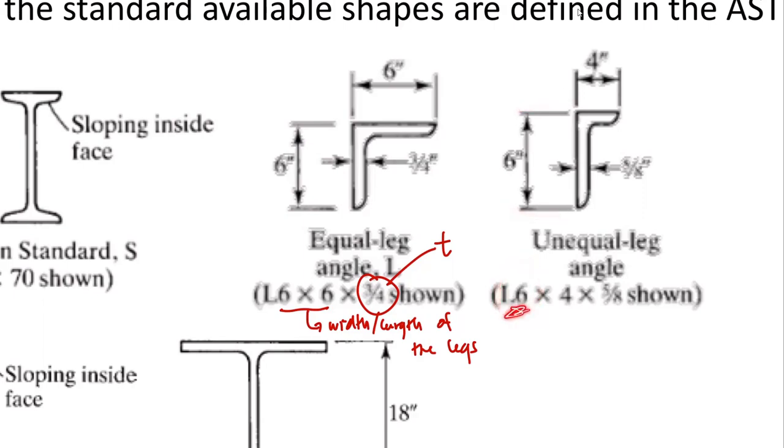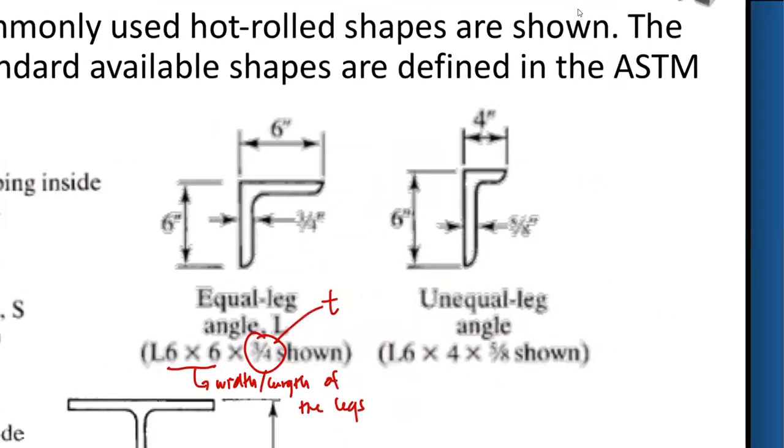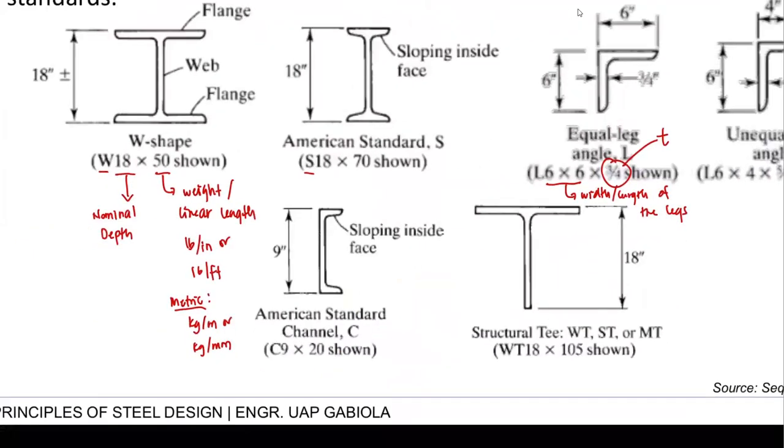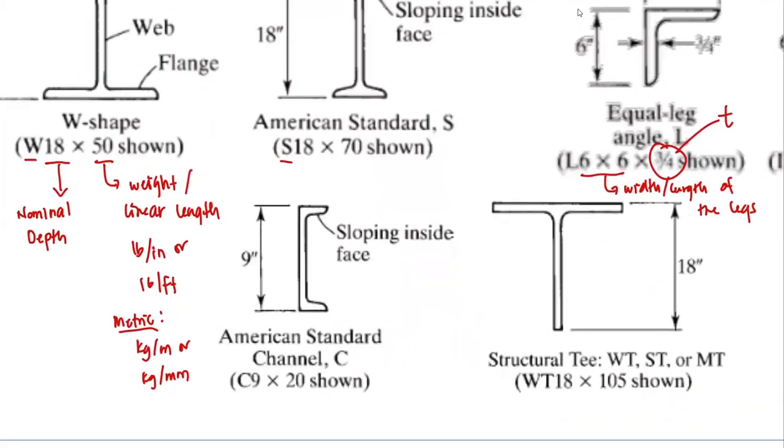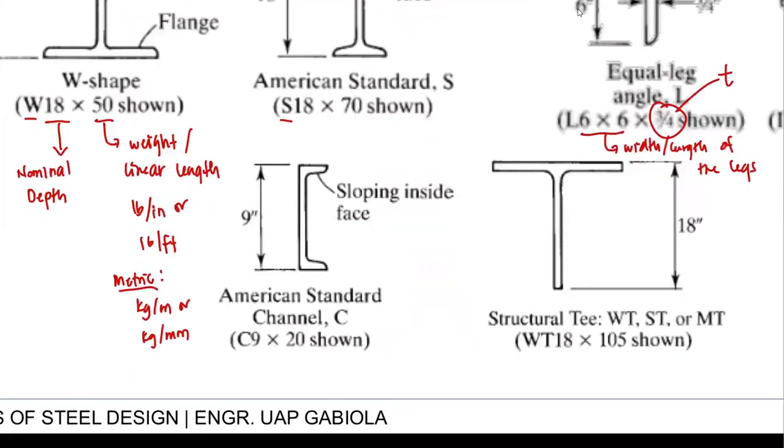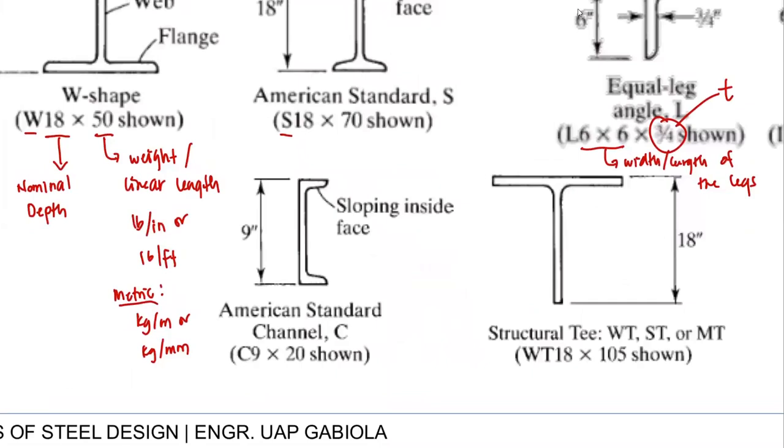Okay, so you will not see a designation as L4 by 6. It should be L6 by 4. And then again, the last digit pertains to the thickness of our material. Okay, and then we have the American Standard Channel or C shape. So the designation is almost the same as W shape and S shape sections. The first letter is for the type of shape, the first digit is for the nominal depth, and then the last digit is for the weight per linear length of your member.